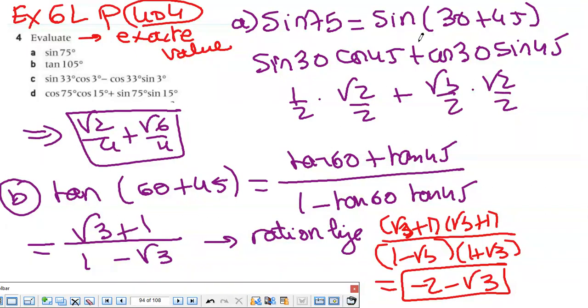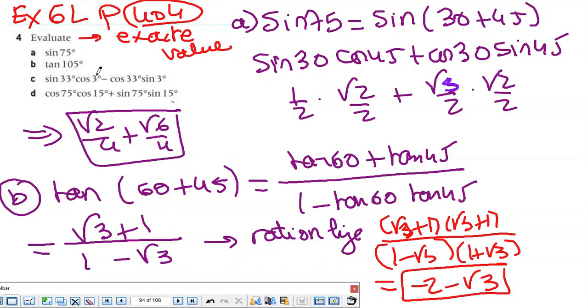And now I will use the formula sine A plus B. It's sine A cosine B plus cosine A sine B. So it means it's sine 30 cosine 45 plus cosine 30 sine 45. We just replace: half times radical 2 over 2 plus radical 3 over 2 times radical 2 over 2, and then the answer will be radical 2 over 4 plus radical 6 over 4. Exactly the same for 105.